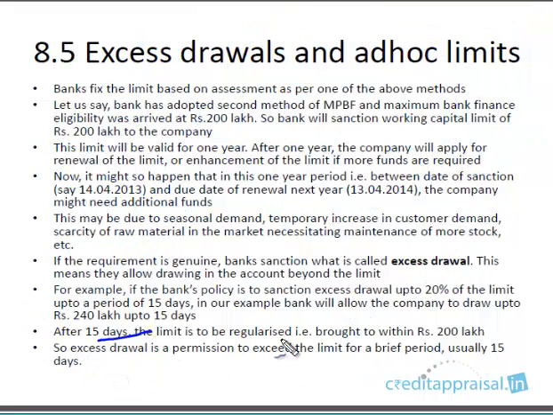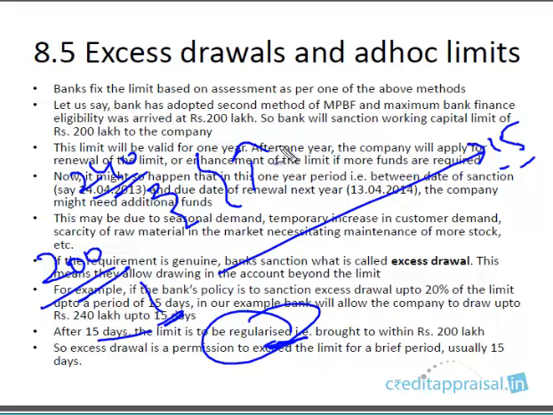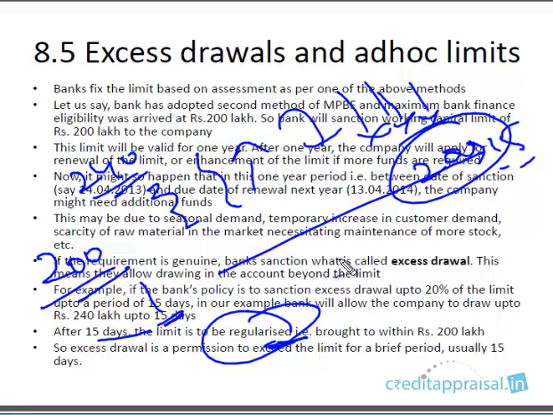After 15 days, the limit has to be regularized. Regularized means it has to be brought down within 200 lakhs. How will the company bring it down to 200 lakhs? Initially it was 200 lakhs. The excess drawal was sanctioned on day 1, and till day 15 the company can go up to 240 lakhs. The company will draw this 240 lakhs, purchase some material, do some processing, and sell some goods for the seasonal demand in this brief period. It will realize cash. With that sales proceeds, it will bring down the outstanding. It will credit the sales proceeds to the CC account, the limit will slowly start coming down, and by the 15th day it has to come down to within the sanction limit of 200. So this is the process.